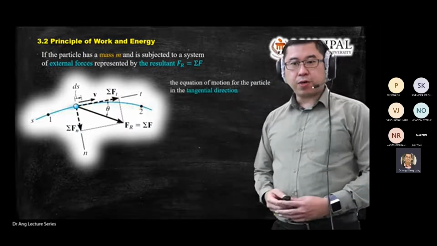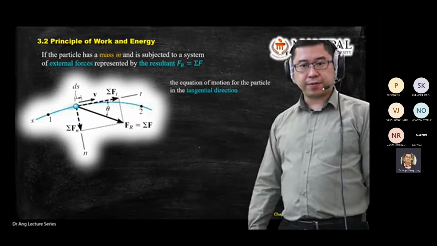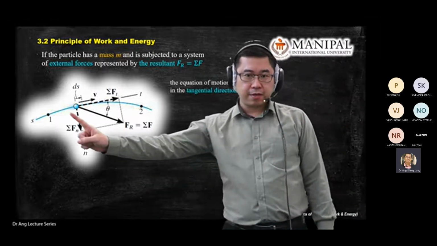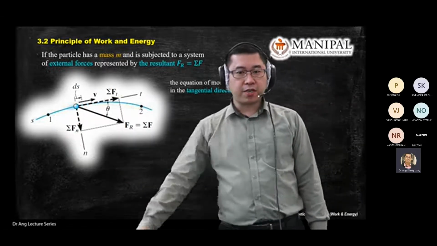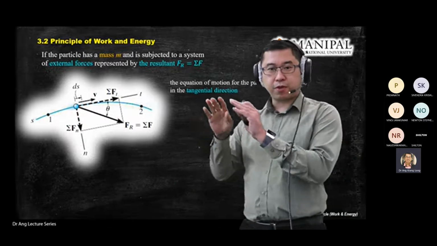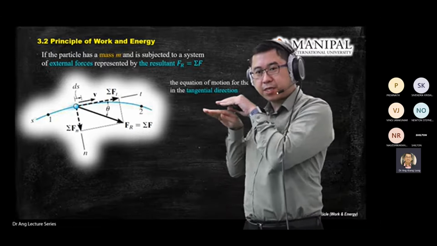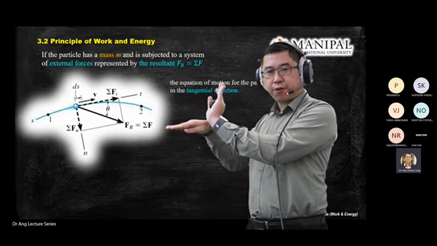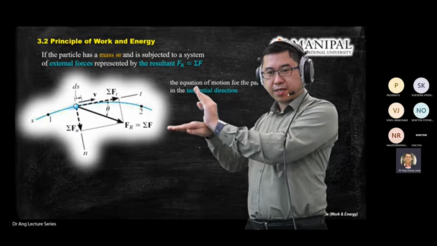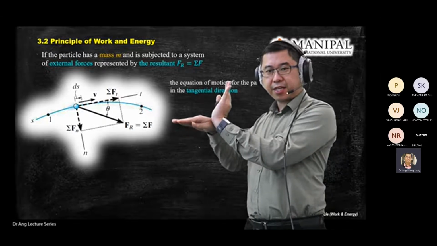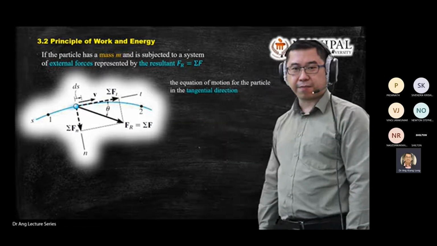Now we try to derive the equation of motion in the tangent direction. Why are we not interested in normal? Because if you talk about work, force and displacement must be in the same direction. But if your force is 90 degrees, it does not generate work. Okay, but after 90 degrees, it generates negative work. So have that concept.